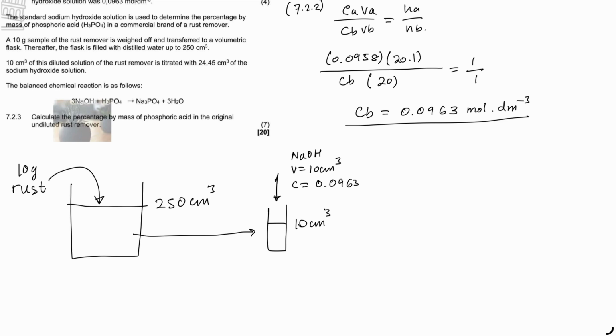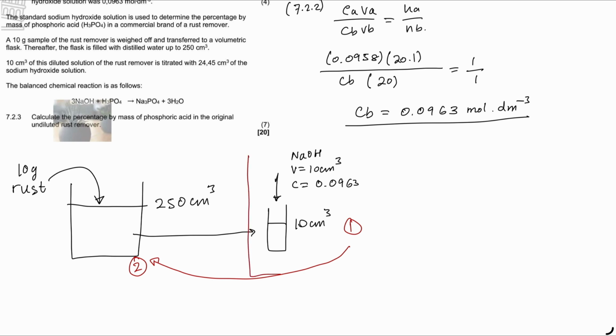And they want us to work out from this 10 grams of rust remover how much of it was actually acid. So what we need to do is we need to work backward. So we'll start here and then we'll work our way there.